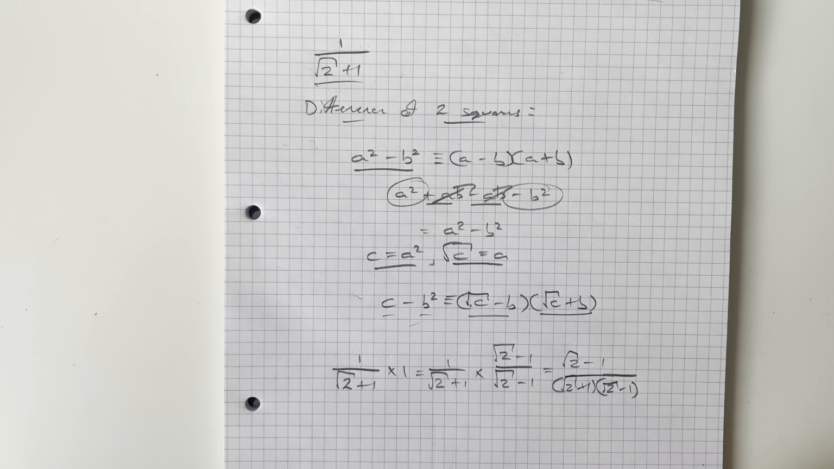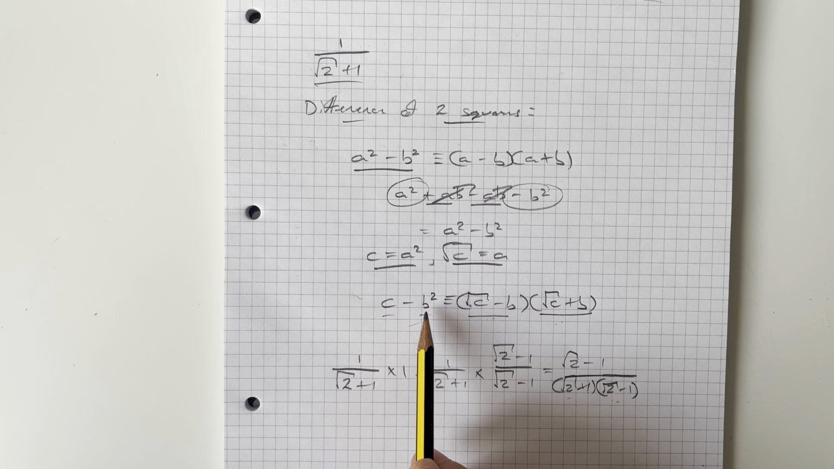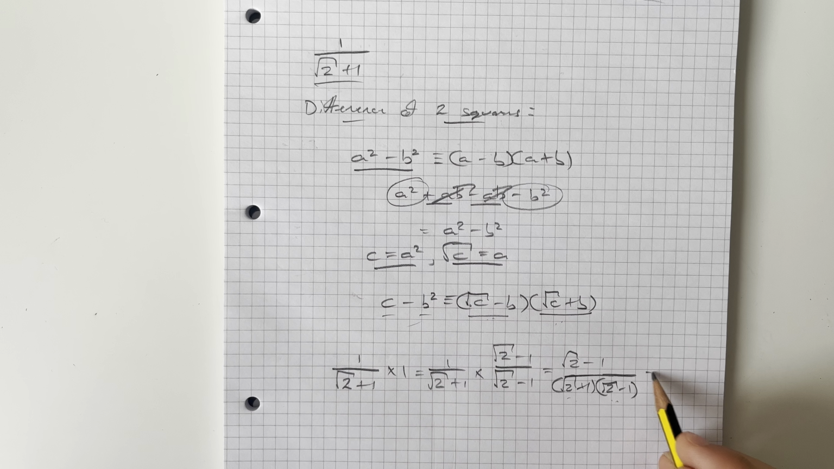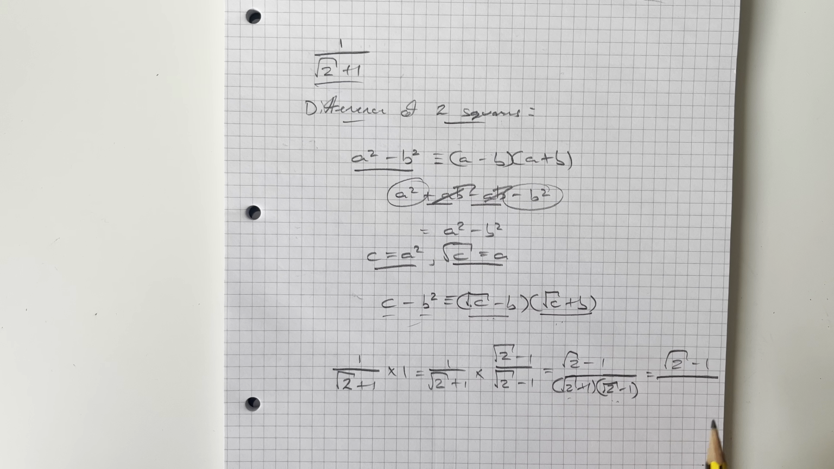But we can almost skip that step, because when we get these two brackets in this form, where c is 2 and b is 1, it's going to be c minus b squared. So let's write that out: root 2 minus 1 over c, which is 2, minus b squared, and b is 1, so 1 squared is 1. Evaluating this, 2 minus 1 gives us 1.